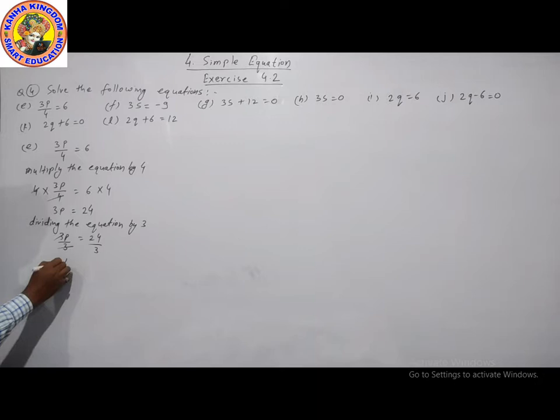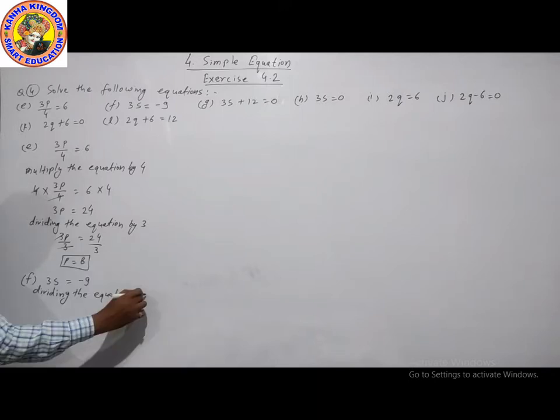3s is equal to minus 9. The equation is 3s is equal to minus 9. Separate the s. Find the value of s. Here is multiply by 3. So we will divide by 3. Dividing the equation by 3.